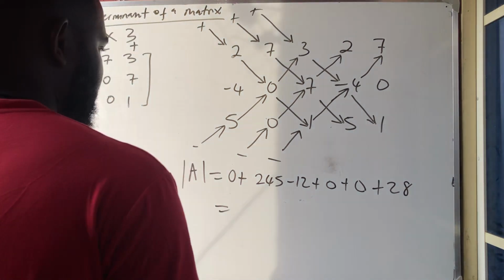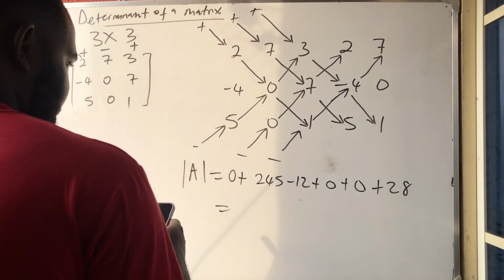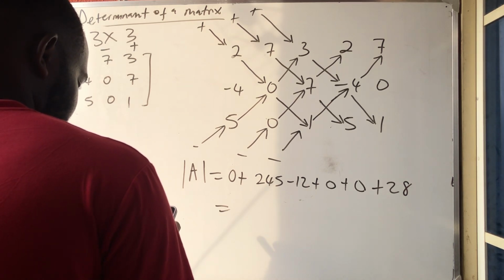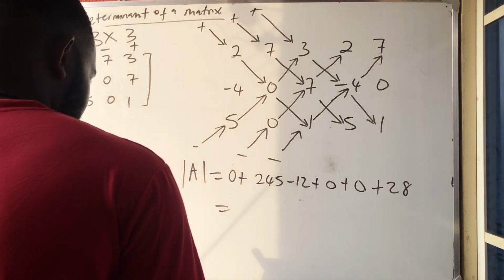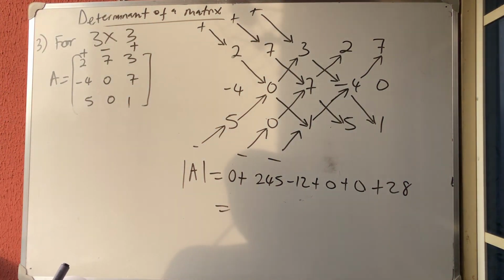So let's see what this will give us, if we will get the same answer. So I'm having minus 12 plus 28. I'm having 261. It's not the same answer. So with me, there's a problem somewhere. Let's check where the problem is.